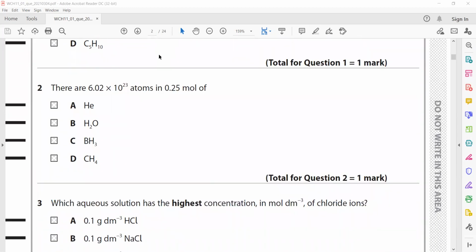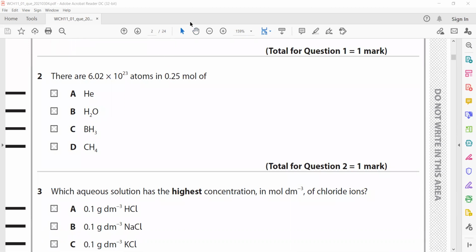There are 6 exponent 23 atoms in 0.25 moles. So basically, 0.25 moles of this molecule or substance. So mole to molecule, when we check for helium, for example if this substance was helium, mole and molecule means the ratio is 1 is to 1. So if we have 1 mole of helium, this will have 6 into 10 power 23. So if we have 0.25 moles, then it will be a quarter of that, meaning it will have 1.5 into 10 power 23. So it cannot be helium.